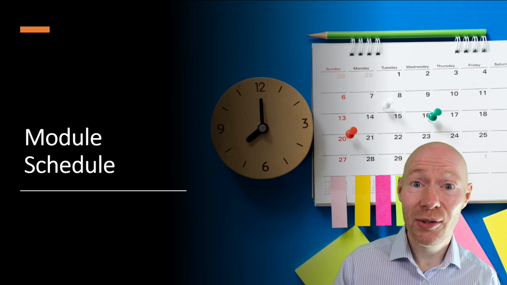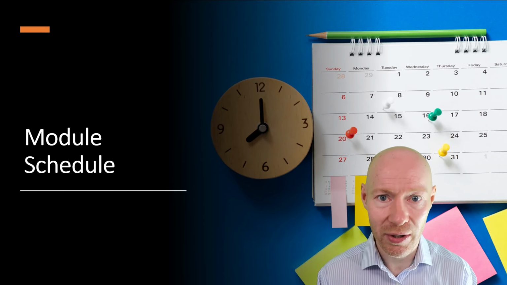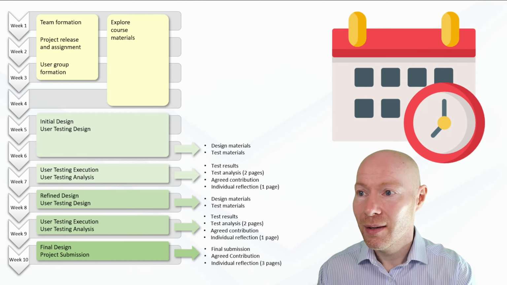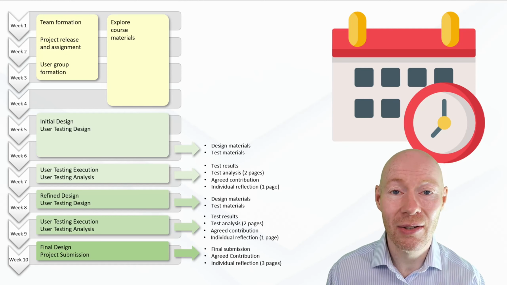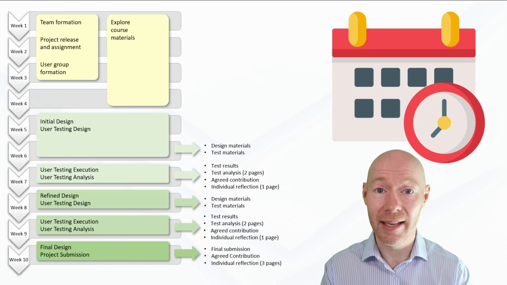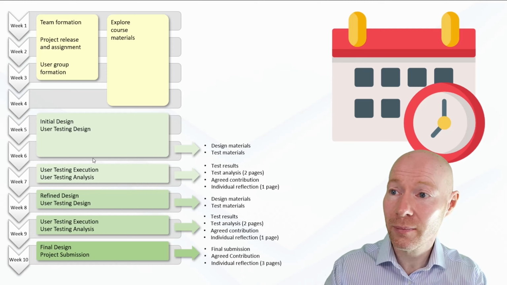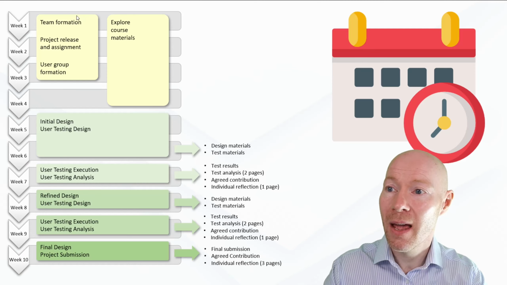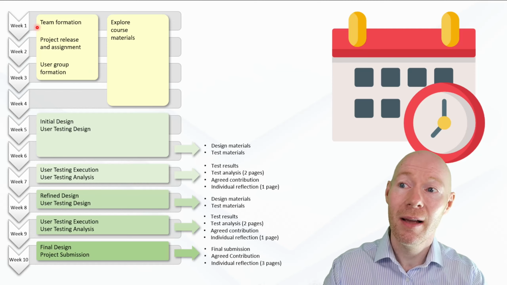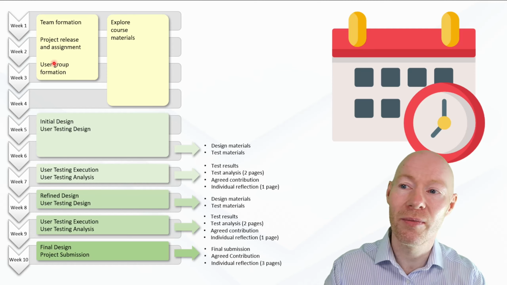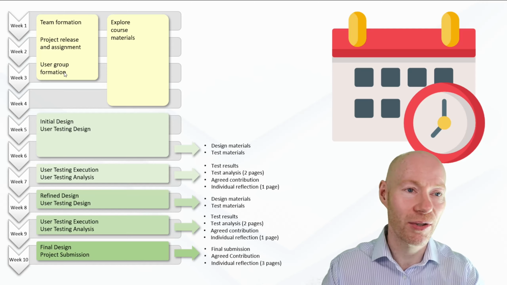Okay, the module schedule then hopefully takes all of the things we talked about here and puts them against a timeline. So this module is 10 weeks in duration. So how are we going to do all of the things we've outlined within those 10 weeks? We can see the weeks here down the slide from 1 to 10. For the first 3 weeks, the first week's going to be really team formation, then we'll release the projects, and we'll look at user group formation as well, saying to people you're in a certain group.